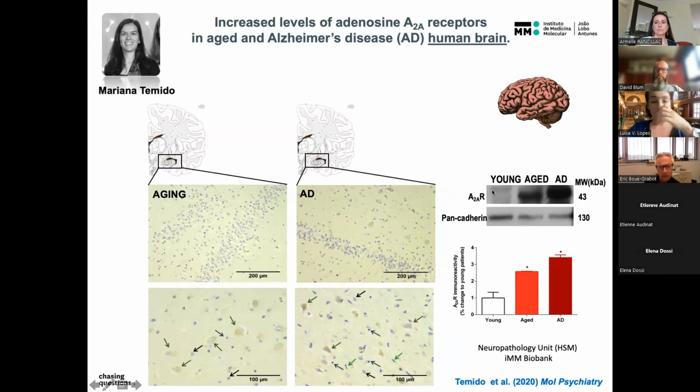Young, when I say young, is 25 to 35 years old, and an aged subject over 65 years old. You see a large overexpression of the protein, and we see an even more striking effect in AD-derived brains, and you can see the quantification of this.